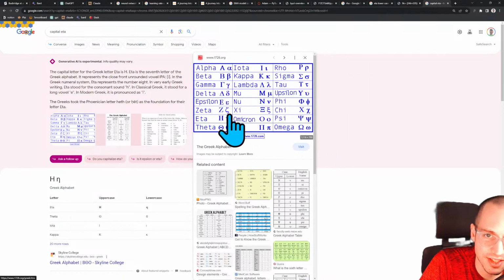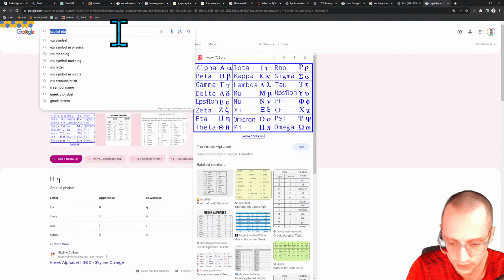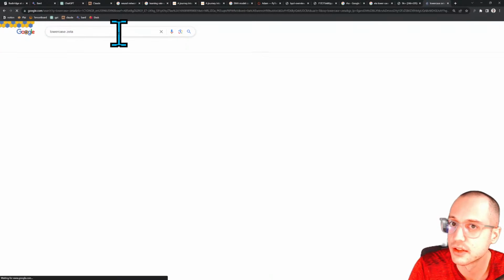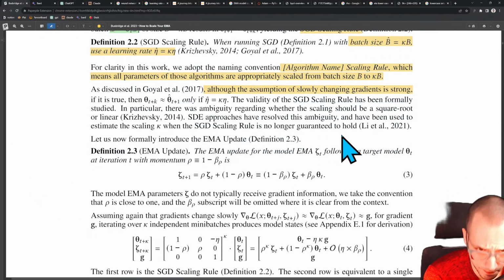No, it's capital Zeta. Or no, it's just Zeta. Lowercase Zeta. Lowercase Zeta. Yeah. Okay, so this squiggle is lowercase Zeta.